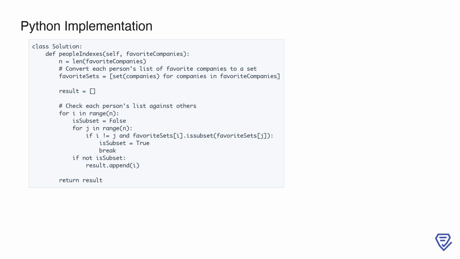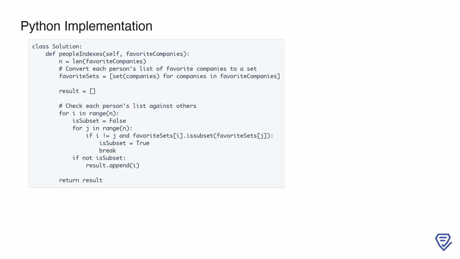Complexity. Time complexity: the solution involves two nested loops, leading to O(n squared) iterations, where n is the number of people. Each subset check is O(K), where K is the average size of the lists. Overall, the complexity is O(n squared * K). Space complexity: the space used for the favorite sets list is O(n * K).